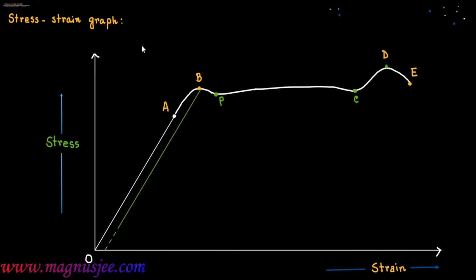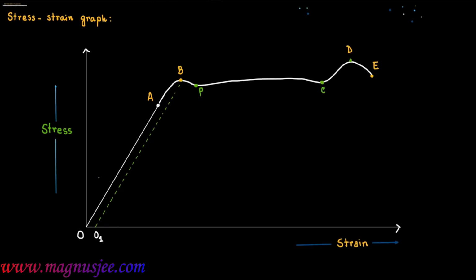If the deforming force is removed, in that case the body will regain its initial configuration along the path BO1. We can denote the imaginary path BO1 along which the body will regain its initial configuration, and there will be permanent deformation OO1 if the deforming force is removed from the point B. Also in the region O to A, Hooke's law is obeyed.